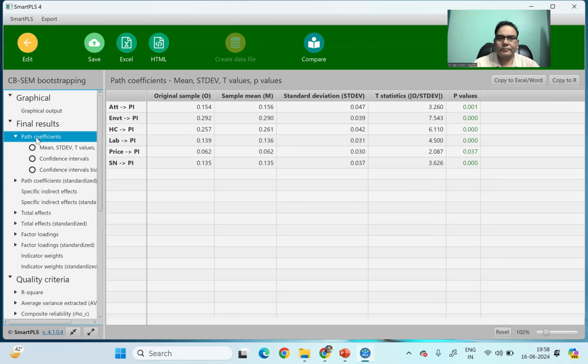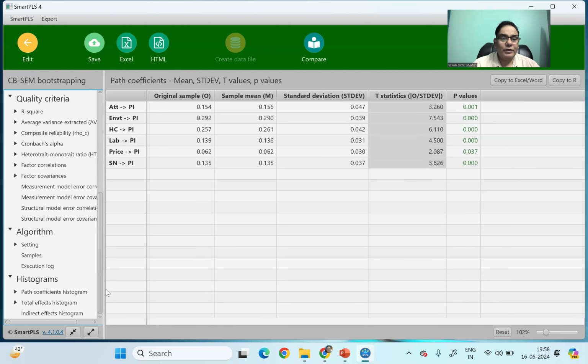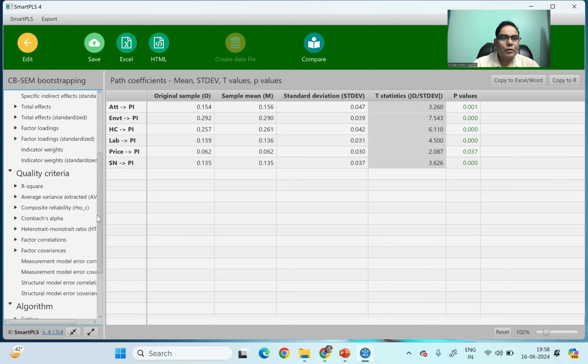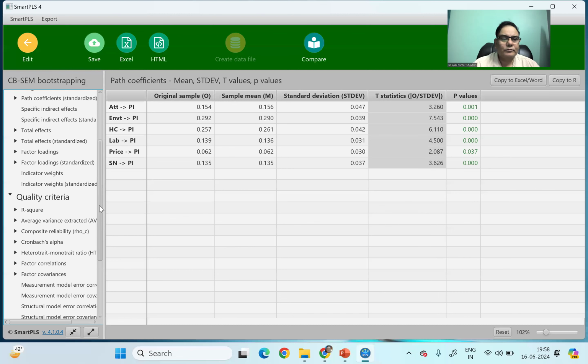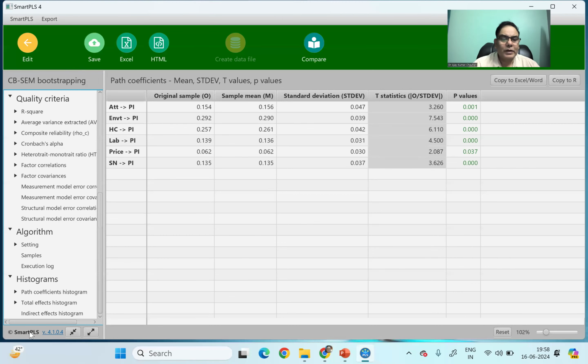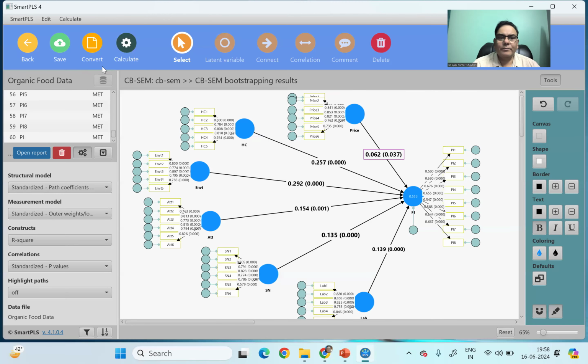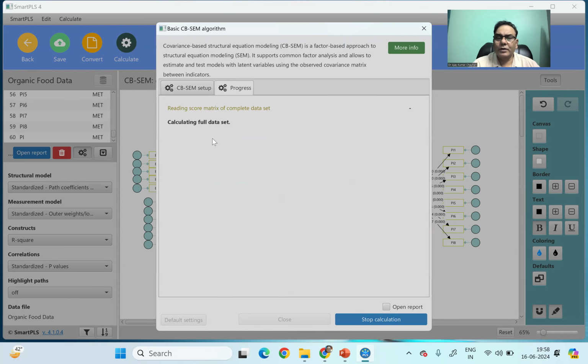Path coefficient. So these are the path coefficient. T statistic, all greater than 1.96. So all significant. And you can write supported, supported, supported. And then you have to show the goodness of fit. So goodness of fit, I think it comes in basic CB-SEM algorithm. एक बार इसको भी रन कर लेते हैं.